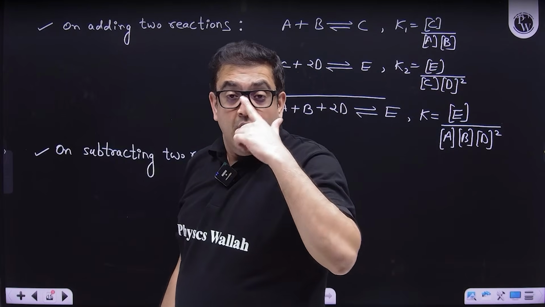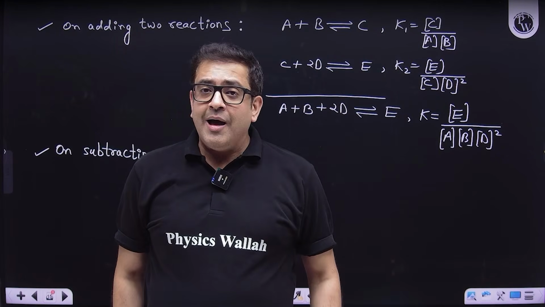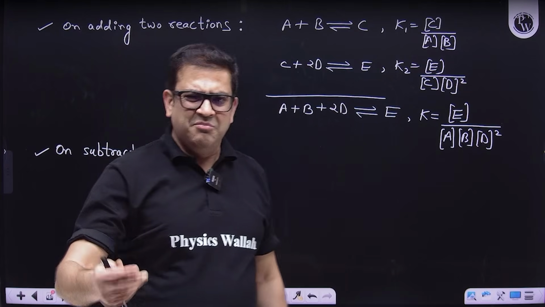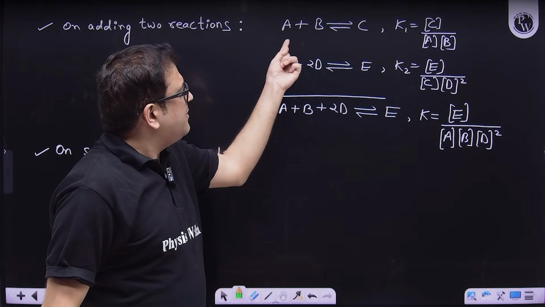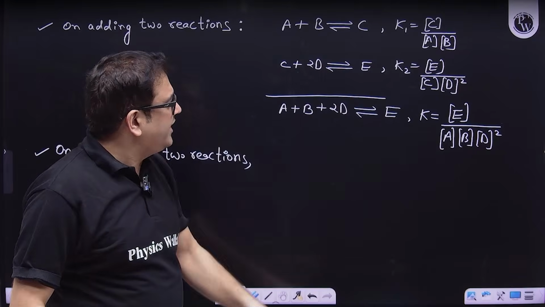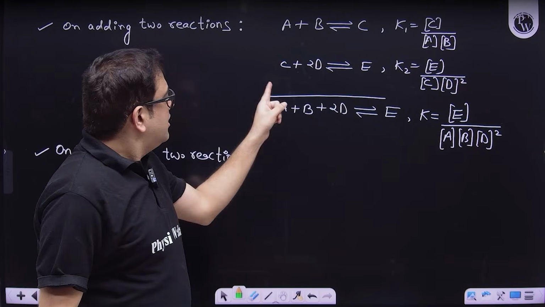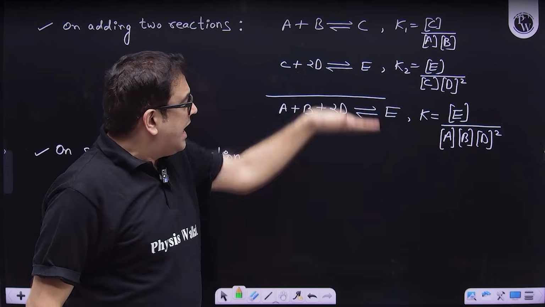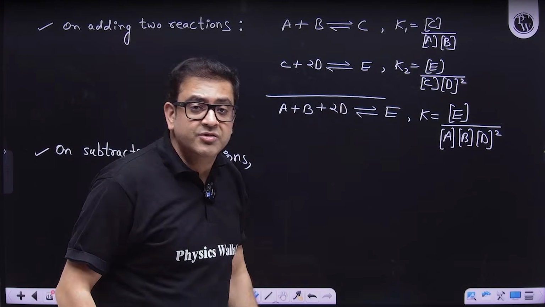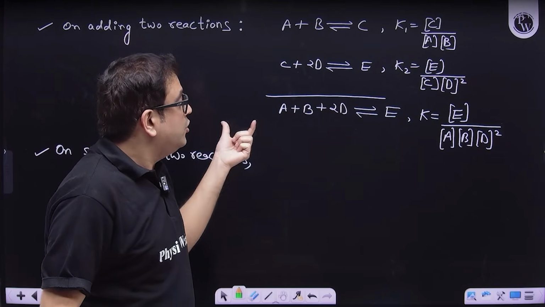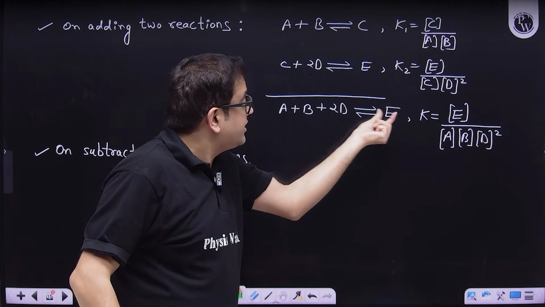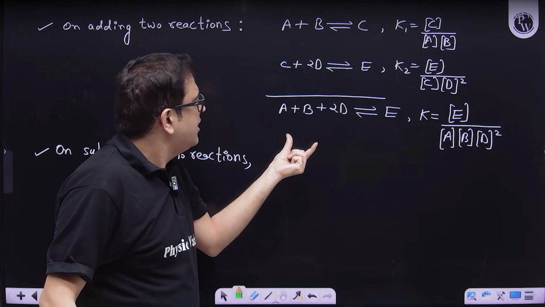Moving ahead. Now, on adding two reactions, what will happen? Obviously, the reaction will change. What will be the equilibrium constant for the new reaction? Suppose A plus B is forming C, you can write K1. This C is forming E, K2. Add these two reactions, some things will get cancelled. If not, you will just add them. Again, write K for them, product upon reactant, that goes the same.